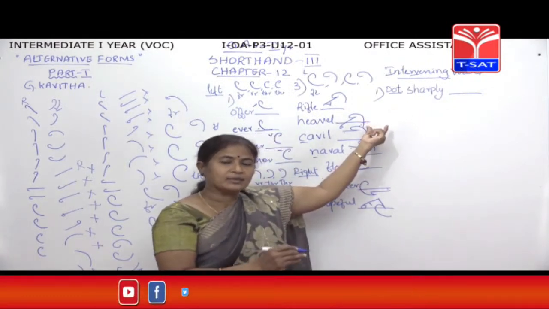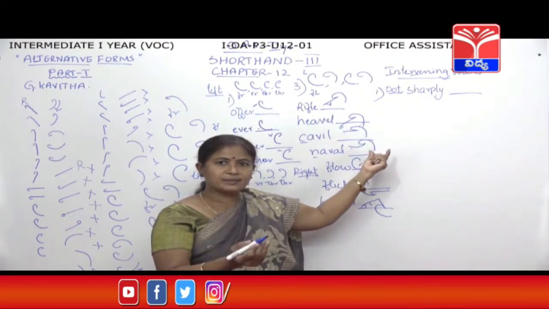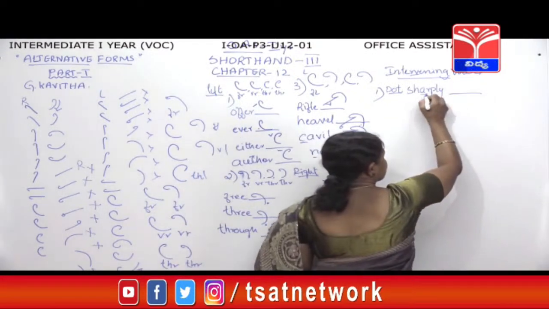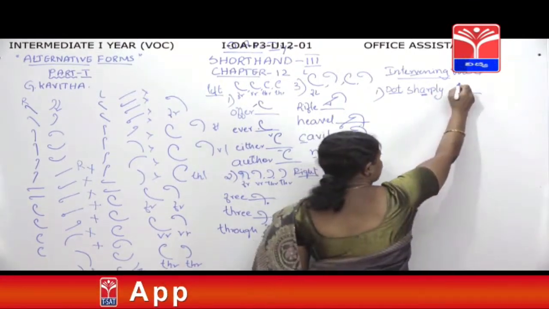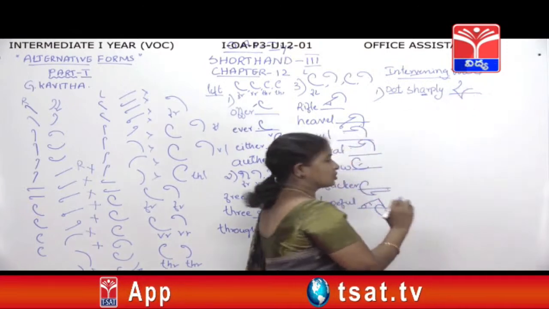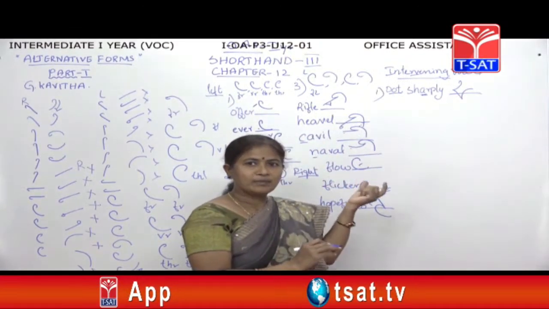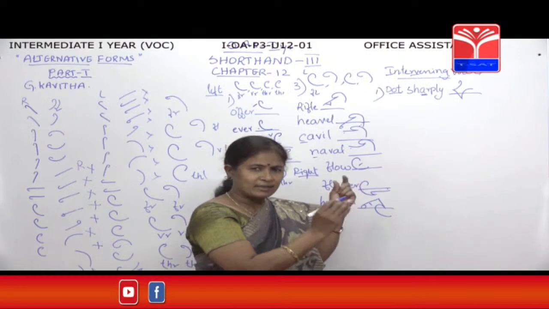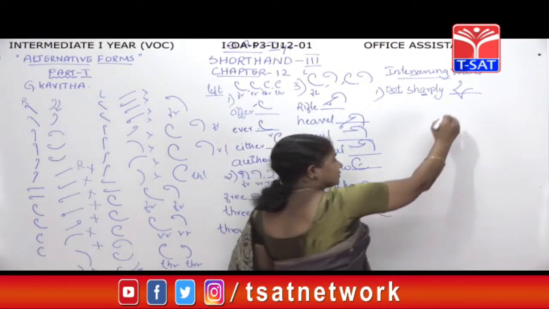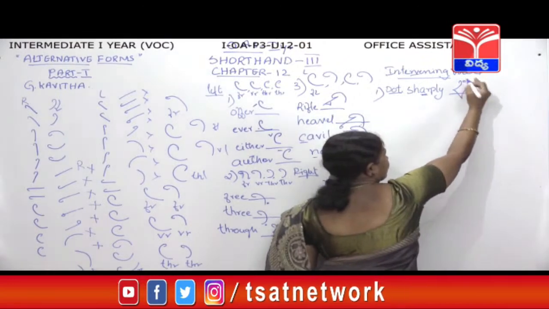How do we read the outline? Sharply. What are the strokes we hear? Sh, P and L. Which place? Since first place vowel, sharply. So, the heavy dot vowel is coming in between ish and r. Can we place the vowel in between ish and r? We can't place. So, we write a small circle.